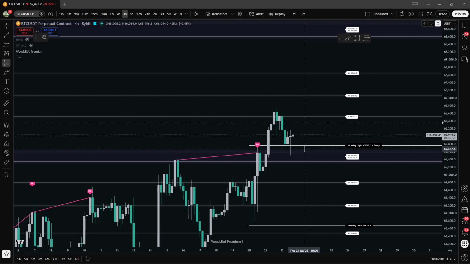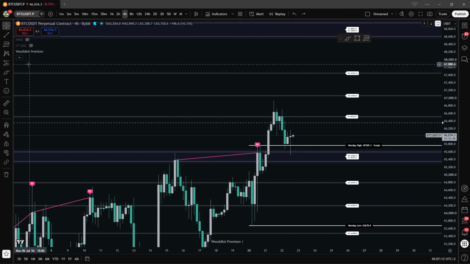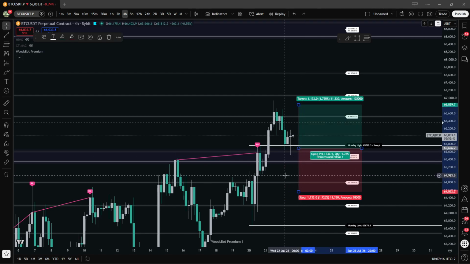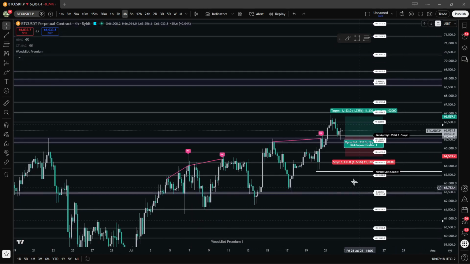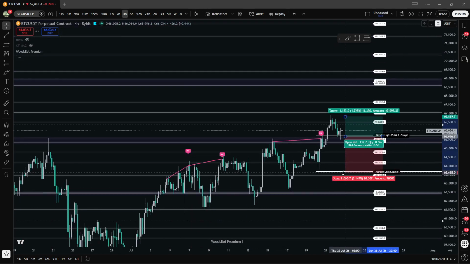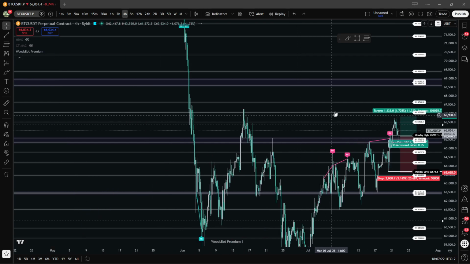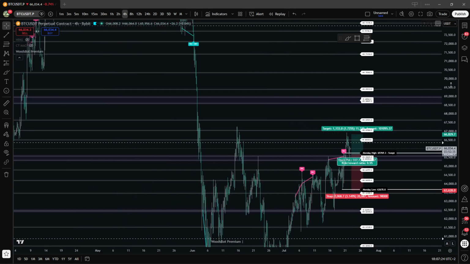So I've used 2 ways to DCA into this entry. I used the Monday range high as my first entry condition, and then the Woodsbot level as well. So my entry is basically in the middle of these 2 entry points, and my stop loss is below the Monday low, or the swing low, basically.